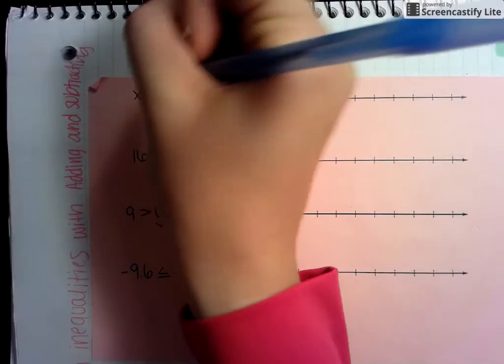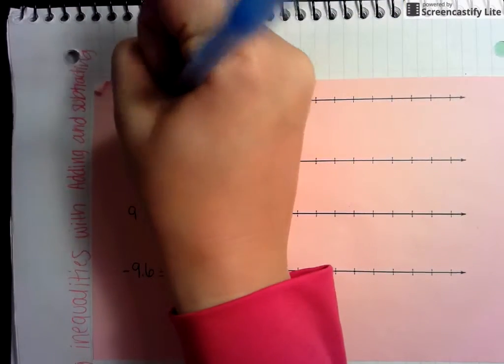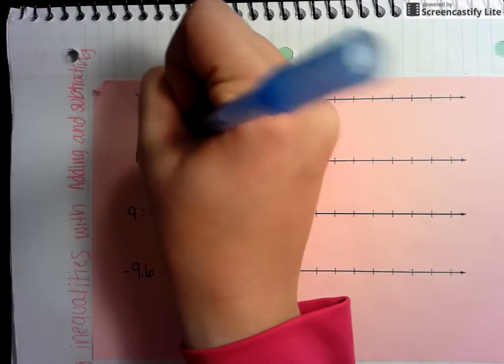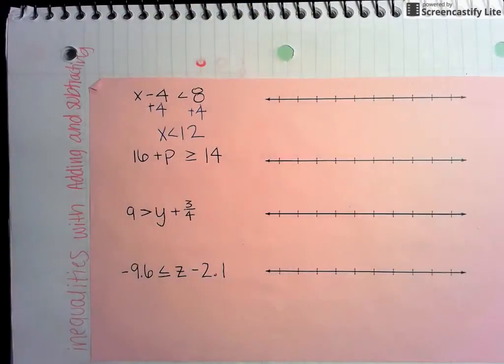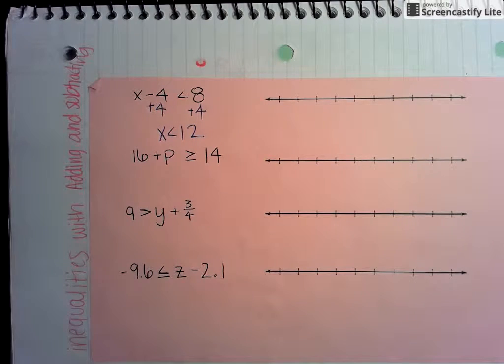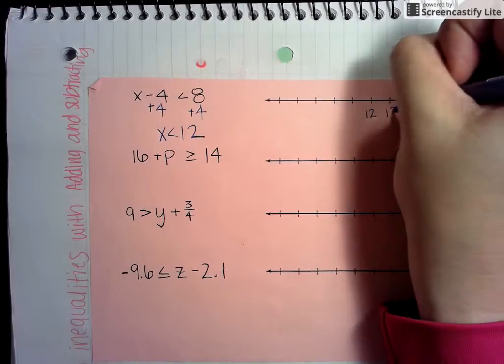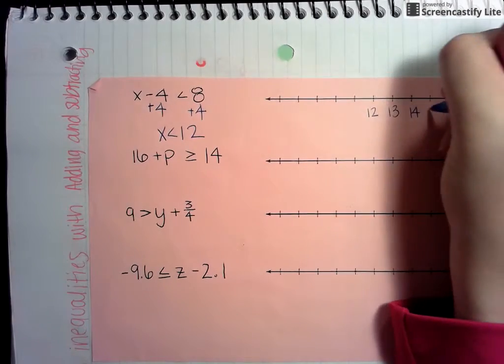So we want to get x by itself. Because it's minus 4, we're going to add 4 on both sides. So we get x is less than 12. And now that we have the variable by itself, we can actually graph it. So I'm going to write 12, 13, 14. I'm going to fill out my number line.